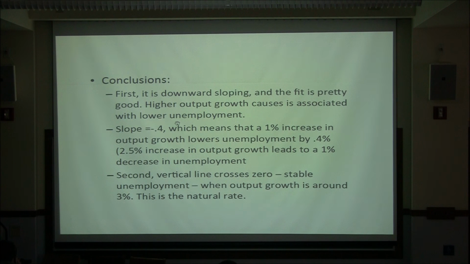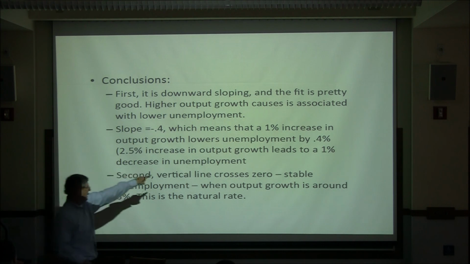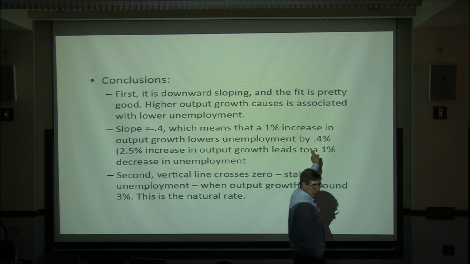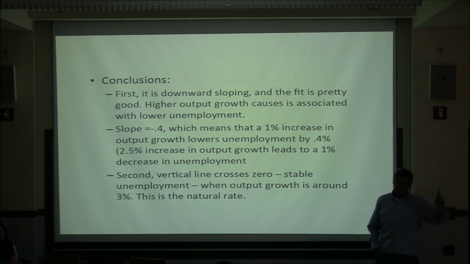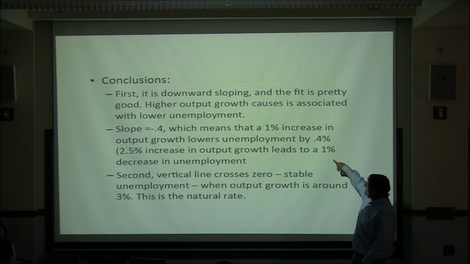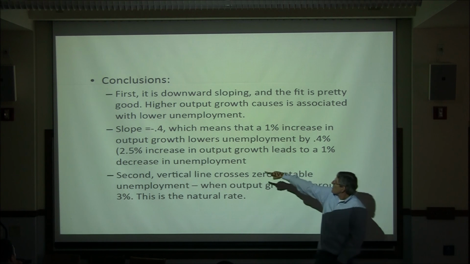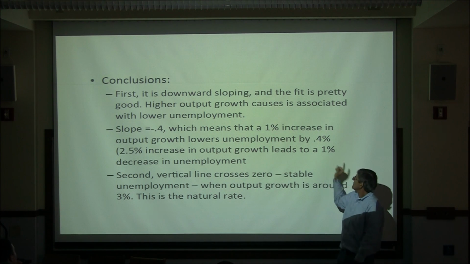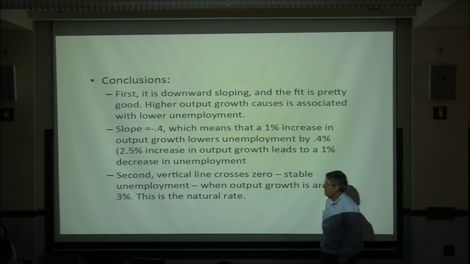So what that means is that if output changes by 2.5%, unemployment will change by 1%. If output goes up by 1%, unemployment will go down by 0.4. That's what that slope of minus 0.4 means. So if I just convert that, it takes a 2.5% increase in output growth to make unemployment go down by 1%.